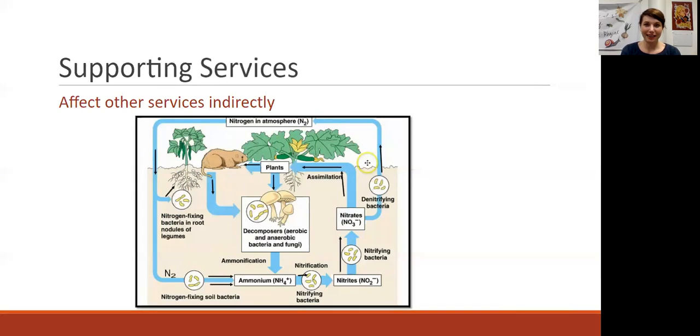Our plants are going to need nitrogen in the soil. We have certain bacteria that are really good at breaking that down. We have our decomposers in the form of both bacteria and fungus. Then we have other special bacteria for fixing the nitrogen. There's a lot that goes on, and this is just a very small example of a supporting service. Supporting services are all of the things that are just happening around us to keep the world turning.